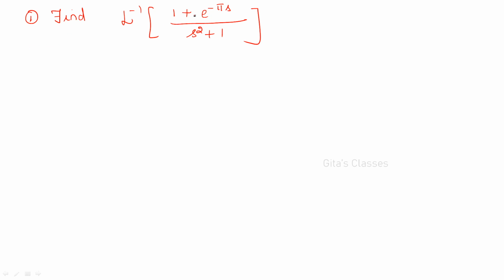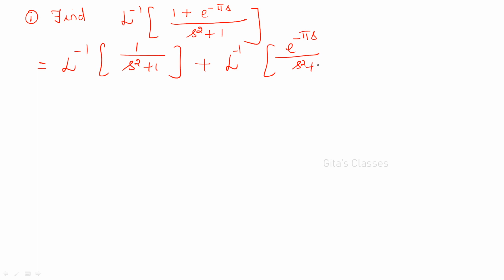Find L inverse of 1 plus e power minus pi s divided by s squared plus 1. So here, using the linearity property, I am going to split them into two. That is L inverse of 1 by s squared plus 1 and L inverse of e power minus pi s by s squared plus 1. Let it be equation number 1. Now this first one, we know it is sin t, plus L inverse of e power minus pi s by s squared plus 1.